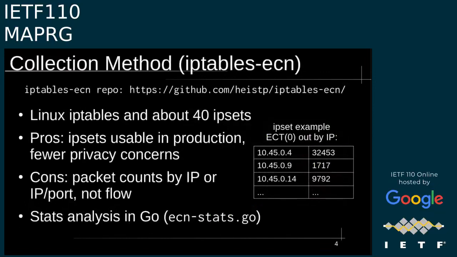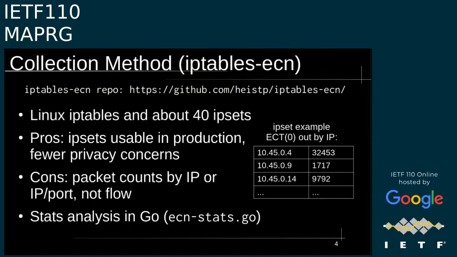So how do we actually collect this data? We use Linux, iptables, and ipsets. ipsets are essentially in-kernel hash tables using a specified key of interest, like IP address or IP and port, and mapping to a packet and byte count. The nice thing about them is that the quantity of data produced is relatively small and easy to process, and also you have fewer privacy concerns than with packet captures, as we're just counting packets meeting certain criteria.